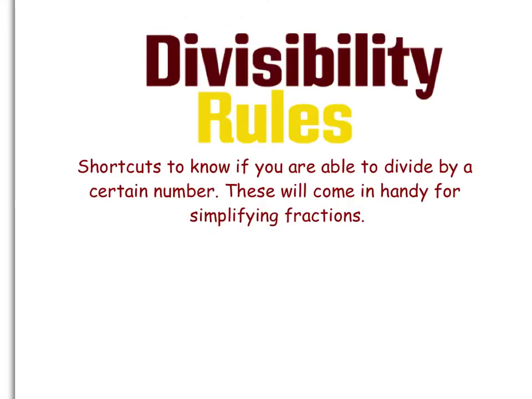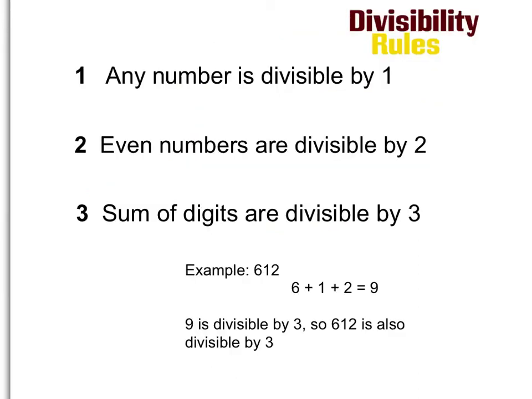Okay, divisibility rules. These are shortcuts to know if you're able to divide by a certain number. So it's really helpful when we go on to simplifying fractions, which we are going to be doing pretty soon. So we want to know, can a number be divided by 1? Well, all numbers can be divided by 1, so all numbers are divisible by 1. That's the rule. Only even numbers can divide by 2, so those are numbers that end with a 0, a 2, a 4, a 6, or an 8. It doesn't matter how many digits are before it. If it ends with one of these, it's divisible by 2.